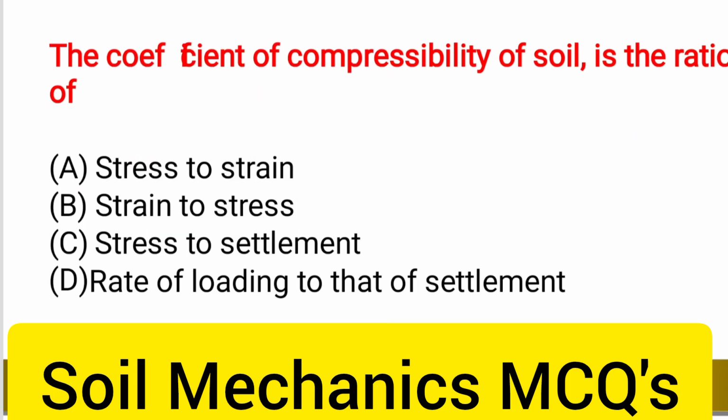Next question, the coefficient of compressibility of soil is the ratio of: option A, stress to strain; option B, strain to stress; option C, stress to settlement; option D, rate of loading to that of settlement. So the correct answer is option B, strain to stress.